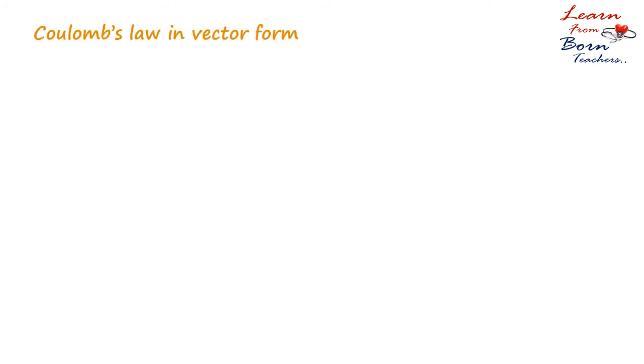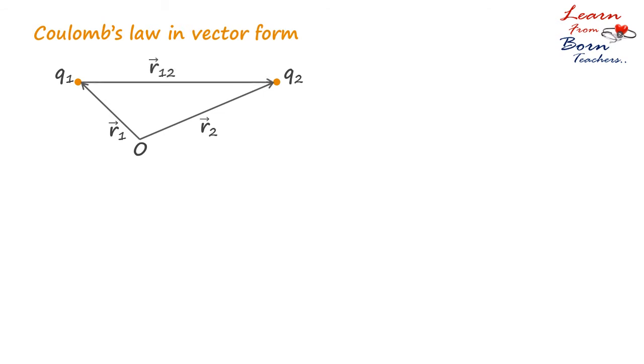Coulomb's law in vector form. We know that force is a vector quantity. So here we are representing the force of interaction between the charges in vector form. Let us take two point charges q1 and q2. Consider a reference point O. Then the position vector of q1 is taken as r1 and that of q2 as r2. r12 is representing a vector from q1 to q2.